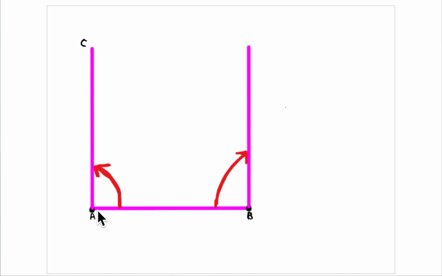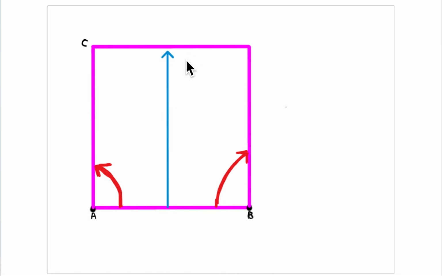So what you could do is just translate AB straight up, the length of AC, I guess this would be BA, if this takes A up here. And so translate AB that length, and that will complete the square. So this finishes the problem set for lesson 7.